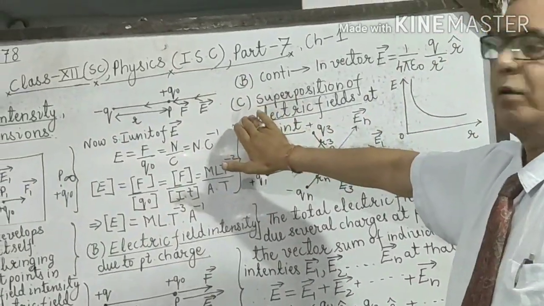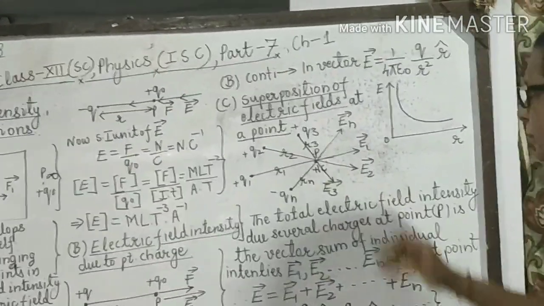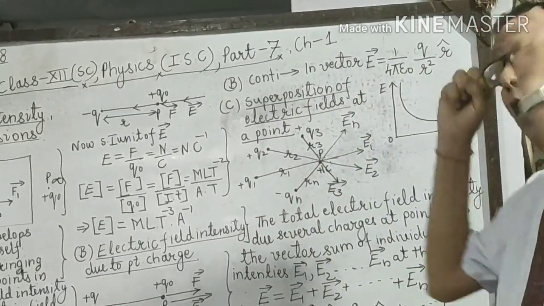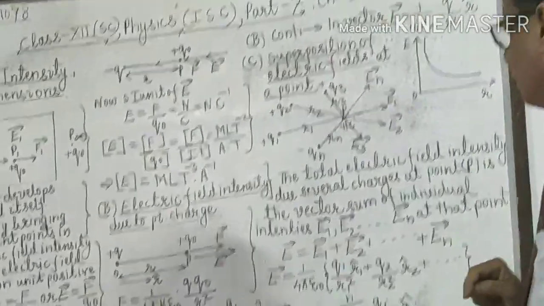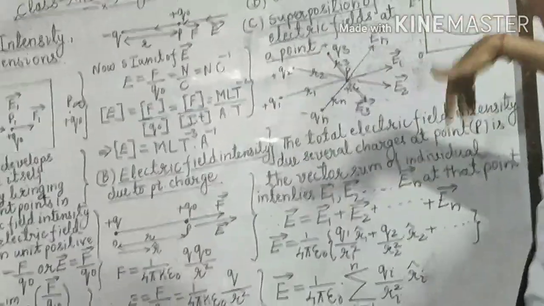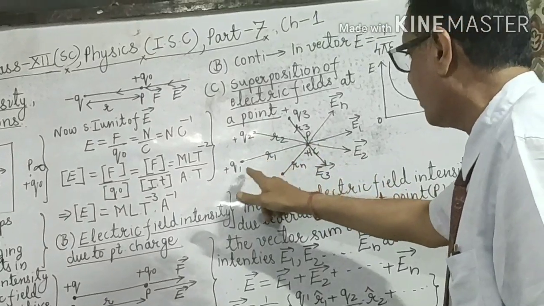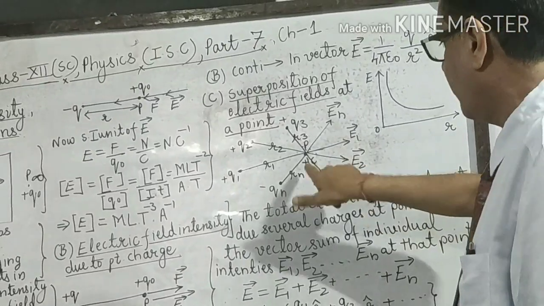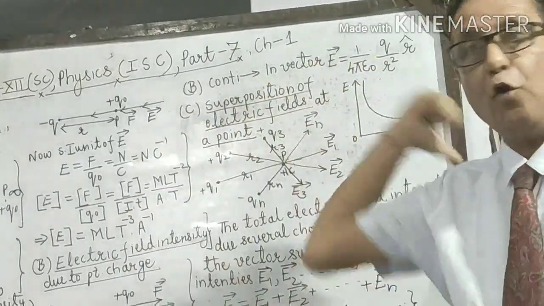The C point is superposition of electric fields at a point. See, suppose n charges are present in a region and all are stable, and you want to calculate the electric field intensity at a given point P. I have taken point P and Q1, Q2, Q3, Q4, Qn charges, all are stable charges. It is at a distance of R1, R2, R3, Rn. So again I will put here the test charge, and I will see the direction of force experienced.